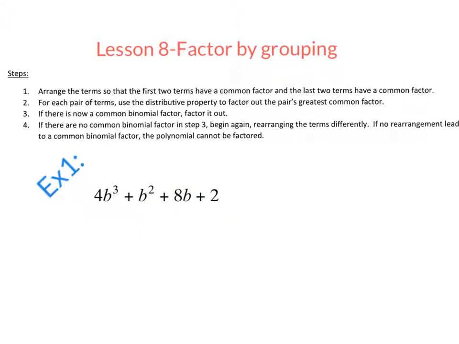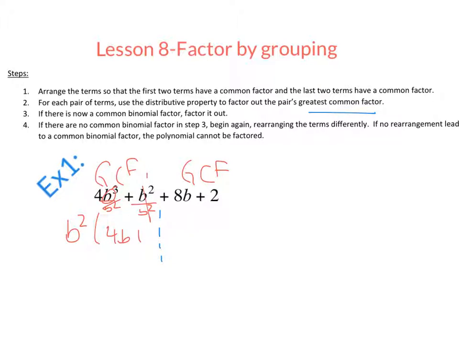So what I can move on to at this point is splitting the polynomial down the middle. It says for each pair of terms, use the distributive property to factor out the pair's greatest common factor. So the next thing would be pulling out a GCF out of both sides. So the GCF out of the first side would be b squared. When I pull out a b squared out of both pieces, I'll be left with a 4b because that will cancel out two b's on the top, be left with 1 on the top. And this would become 1 because something divided by itself is always 1.